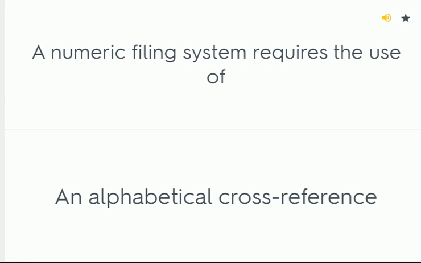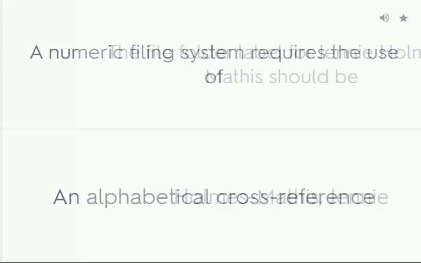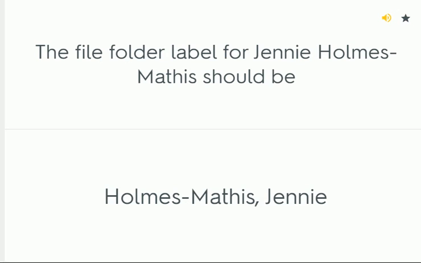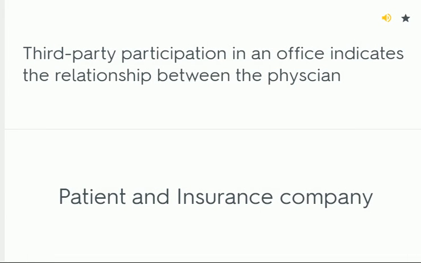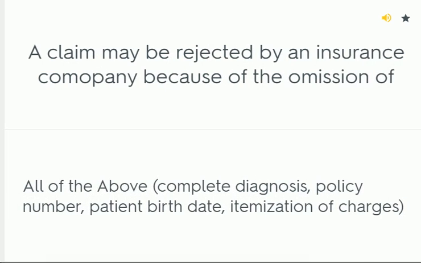A numeric filing system requires the use of an alphabetical cross-reference. The file folder label for Jenny Holmes Mathis should be Mathis Holmes Jenny. Third-party participation in an office indicates the relationship between the physician, patient, and insurance company. A claim may be rejected by an insurance company because of the omission of all of the above.